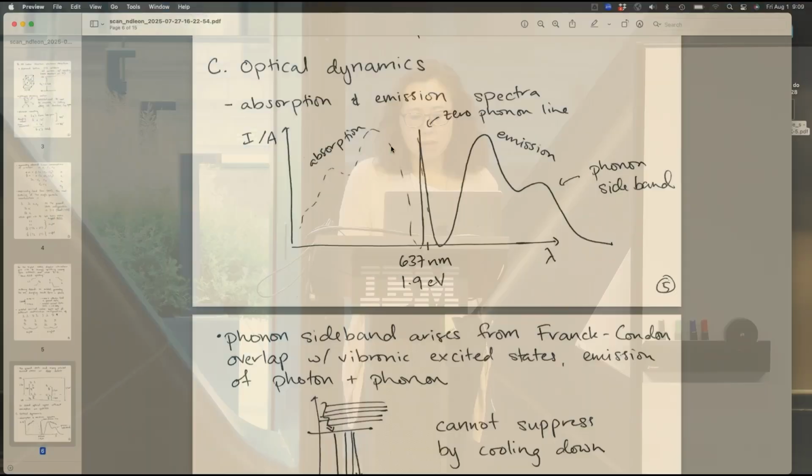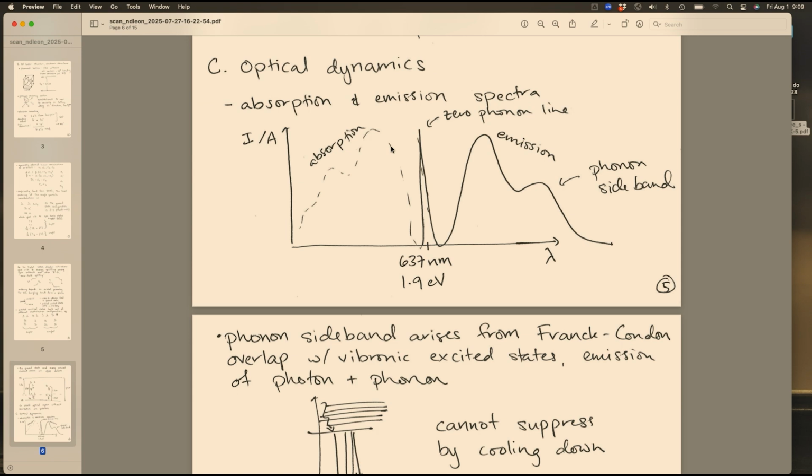So now how do we actually optically access these states? What we need to know are the actual optical dynamics of the center. If I just shine green light on this thing, then I can take an emission spectrum, and what we see is this very sharp zero phonon line that corresponds to that ground to orbital excited state splitting. And that's at 637 nanometers.